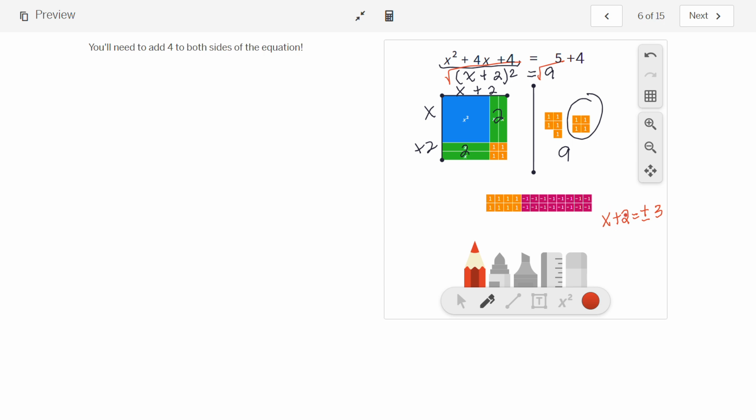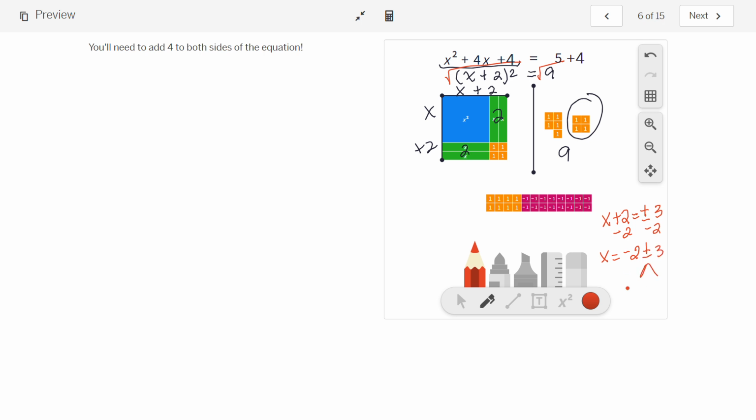Just like in the previous problems, there is a separate lesson where I cover taking the square root, solving by the square root method. That's what we're doing now here. Originally, we completed the square when we added that 4 to both sides. Now we're solving the quadratic by taking the square root of both sides. So now I'm going to subtract 2 from both sides. So this becomes x is equal to negative 2 plus or minus 3.